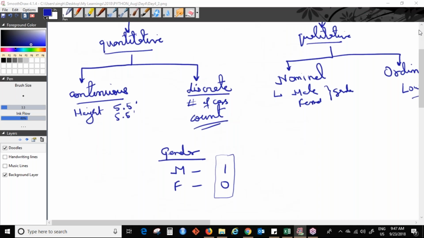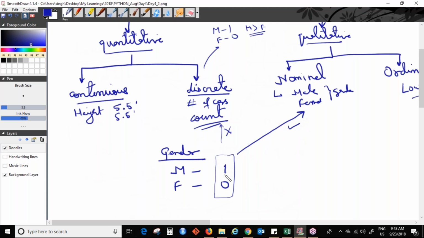So the answer is that it is still a nominal variable. Just because I have represented it as 1 and 0 doesn't mean it will be discrete. Understand this in terms of business. The moment you say male is 1 and female is 0, and you say they are discrete, this means that male is greater than female, because 1 is greater than 0. But this is not the case. This doesn't make any sense. So it will always be nominal.